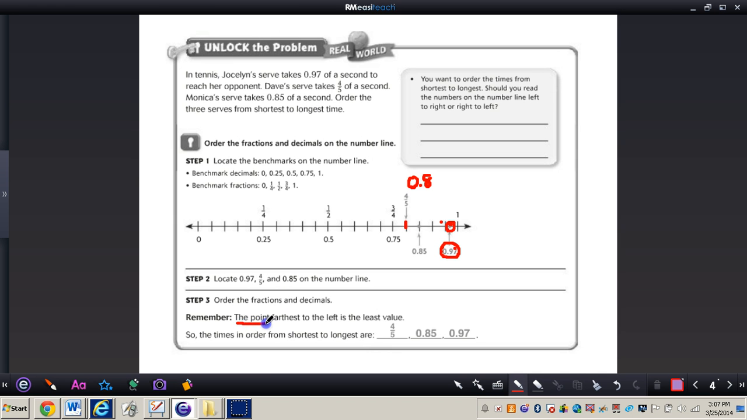It is important to understand this key tip here. The point farthest to the left is the least value. Just like any other number line, the further you go to the left, the smaller the numbers get when we're dealing with whole numbers. So the times in order from shortest to longest, we have 4/5 would be the shortest, then 85 hundredths, and then finally 97 hundredths.